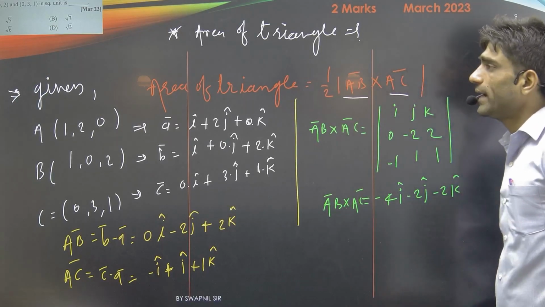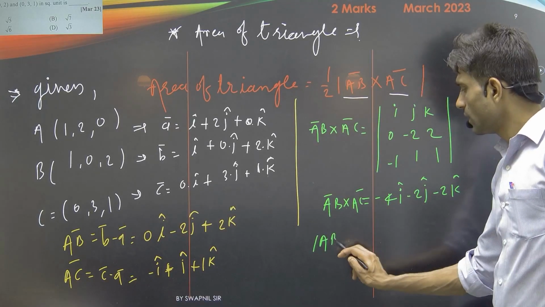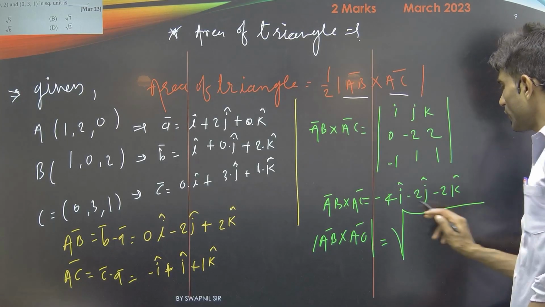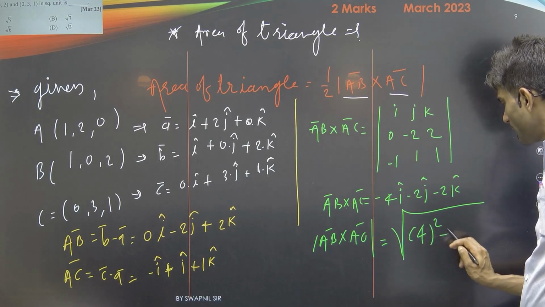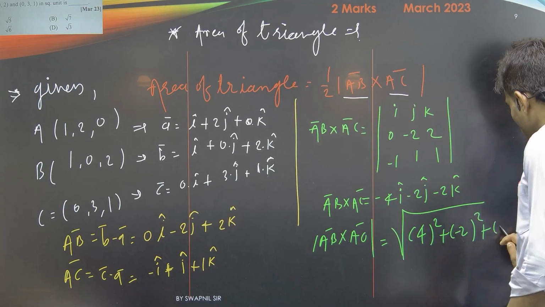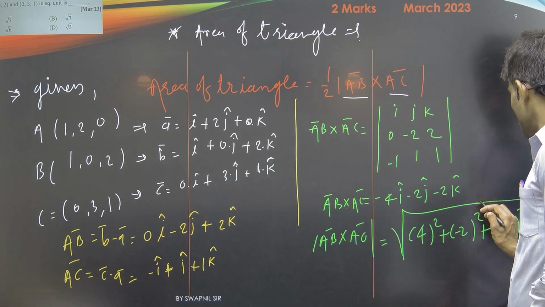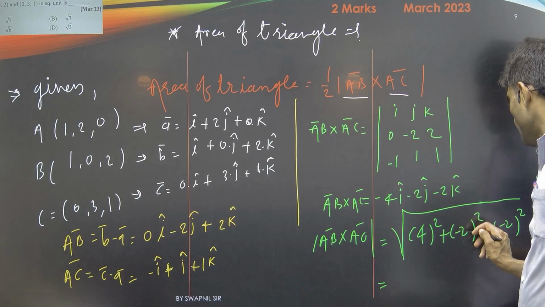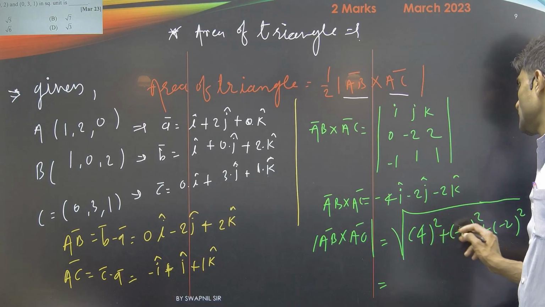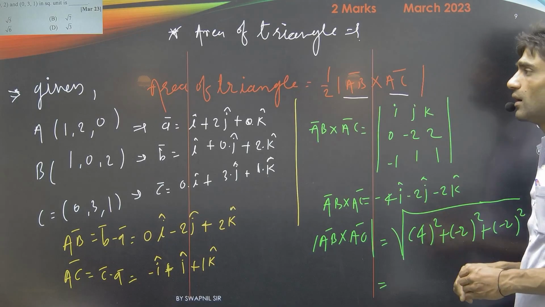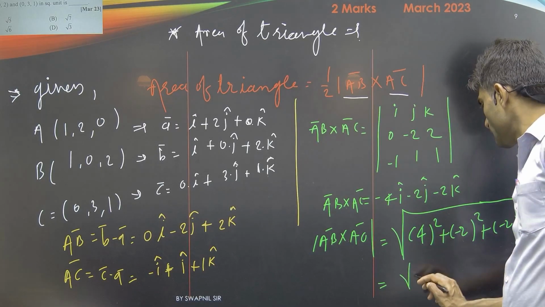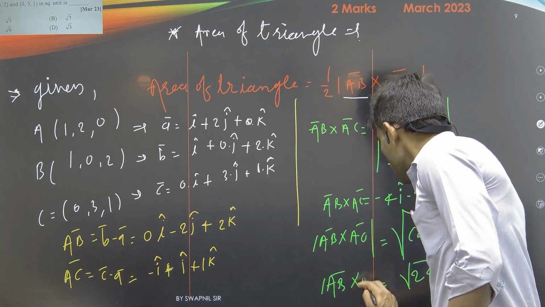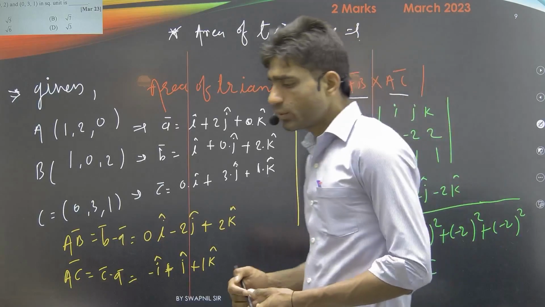For finding the modulus of AB cross AC, we take the square root of the first term squared, that means 4 squared plus negative 2 squared plus negative 2 squared. So 4 squared is 16, plus 4 is 20, plus 4 is 24, which gives us the square root of 24. So the modulus of AB cross AC is the square root of 24.